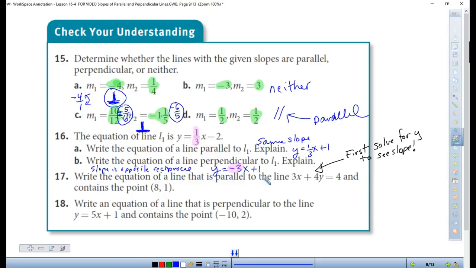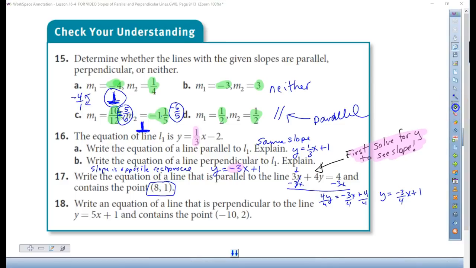Write the equation of a line that's parallel to 3x plus 4y equals 4 and contains this point. So we know we're going to have to write point slope form, but first we got to figure out what our slope is. You can't just say the slope's 3, because as this little hint said, first you got to solve for y to see the slope. So we have 4y equals negative 3x plus 4, and then we divide everything by 4. So we got y equals negative 3/4 x plus 1.